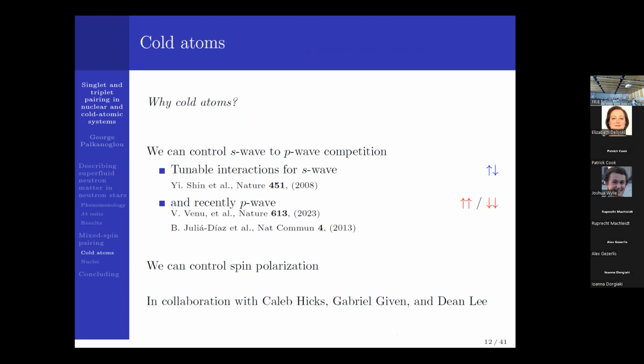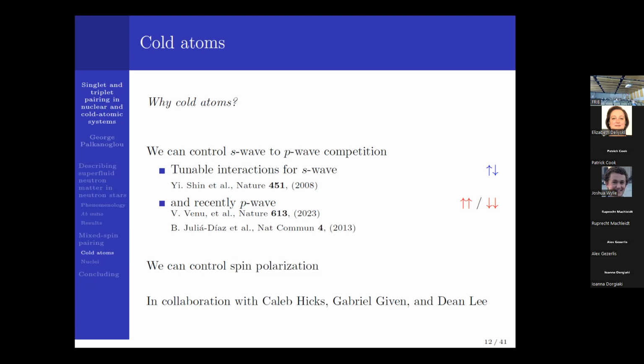So we're working on this with some local people here, with Dean Lee and Gabriel Given and Kelvin Hicks. I think Kelvin's not here, I think he's online. And basically, the question that we're trying to answer is, can we prescribe a simple interaction between up and down particles, which we can tune in the lab with cold atoms, and we can get some results that are relevant to nuclear physics, and specifically about S-wave and P-wave pairs.